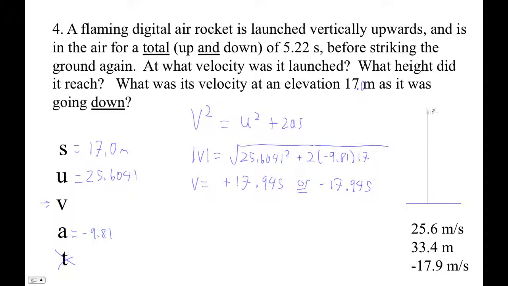This thing goes up. It actually went 33.4 meters, that's the elevation there, and then it went down. Now 17 meters is kind of right in the middle there. So the meaning of the positive 17.945 is as it passes it on its way up, it's got a positive velocity. And then on the way down, I'm just drawing like a baseball or something like that, it's got a negative velocity. So this is the answer for it on the way down. So just look: is it going up, or is it going down?